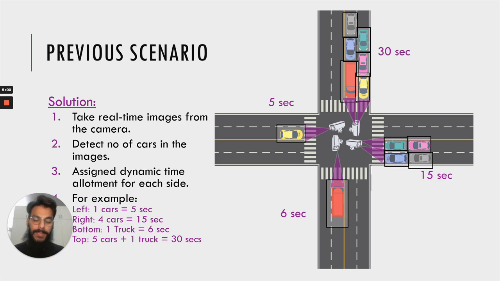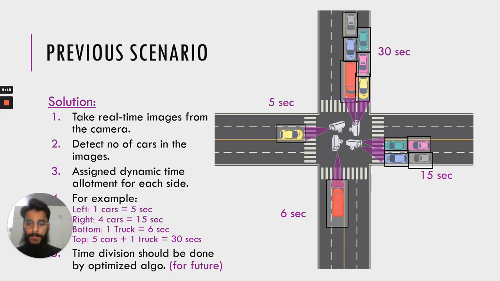I'm just giving an assumption. For example, one car gets 5 seconds, one truck 6 seconds, then 4 cars 15 seconds. It's totally based on assumption. I just need to describe the idea. Of course the time allotment should be optimized and improvable.